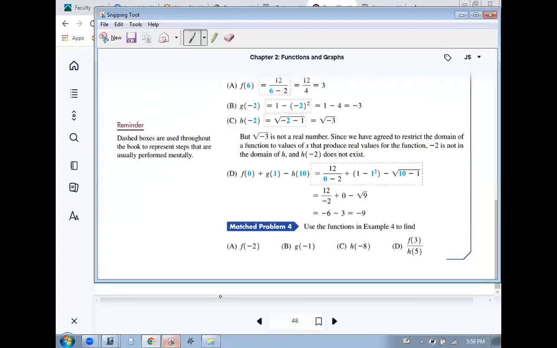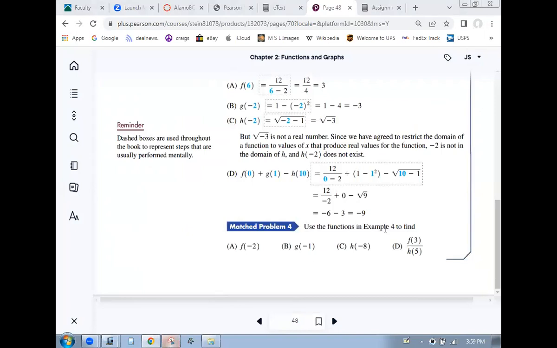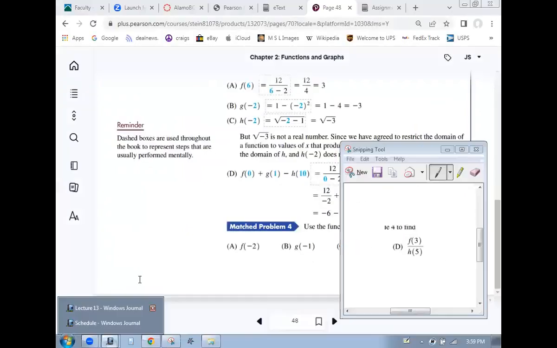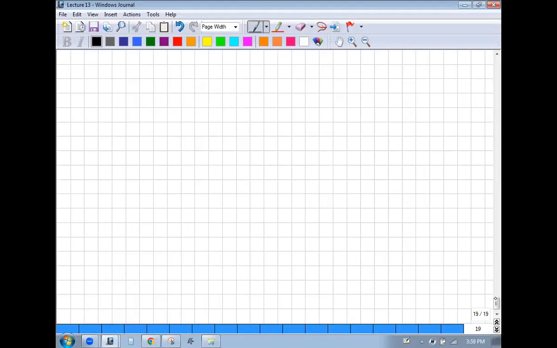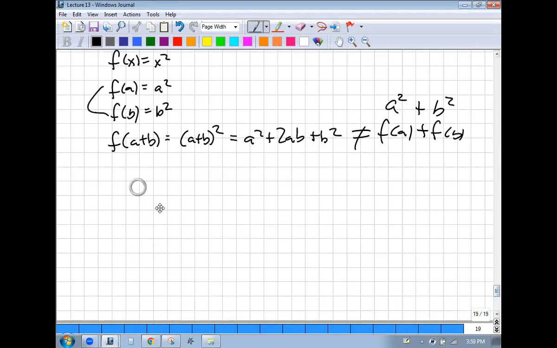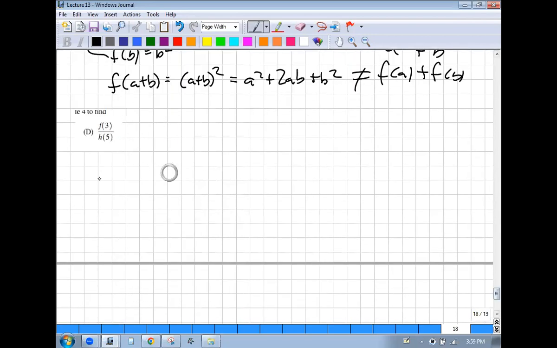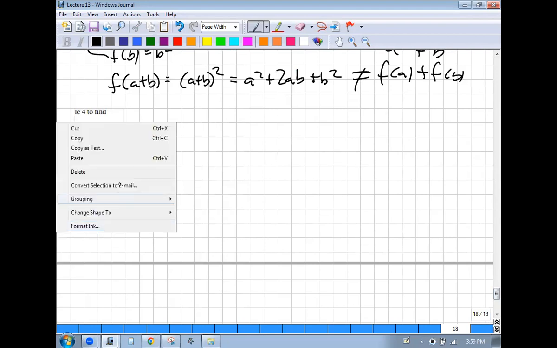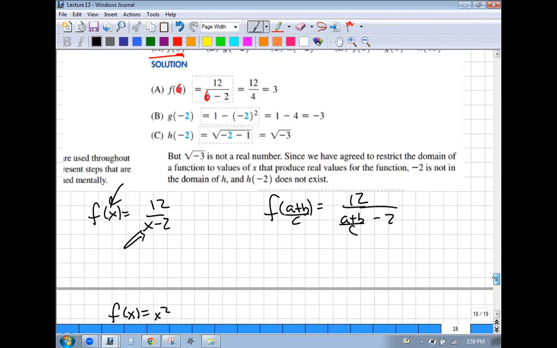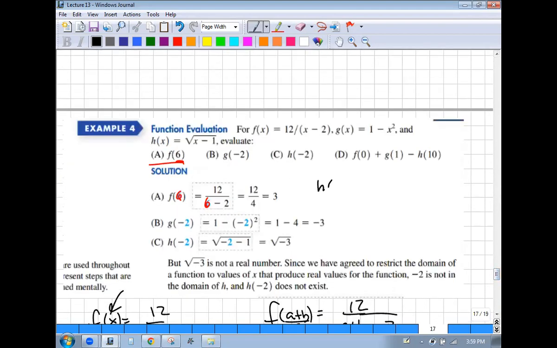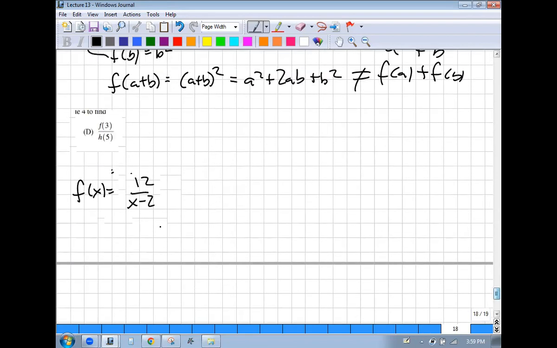Let's see. Let's do another one here. Let's look at this one. What's f of 3? Where's our f of x? Here's our f of x. What was our h of x? H of x is the square root of x minus 1. Okay, so if we take that, do you want this guy?